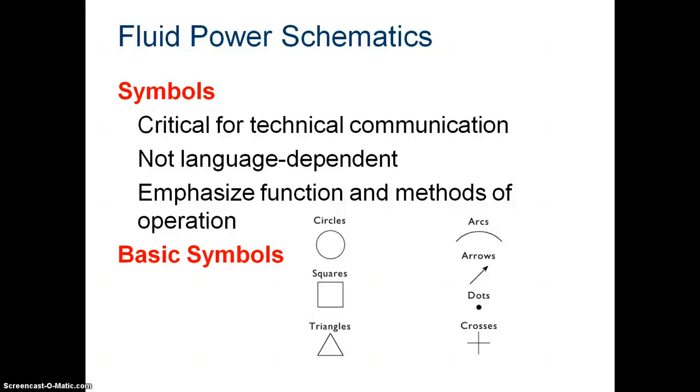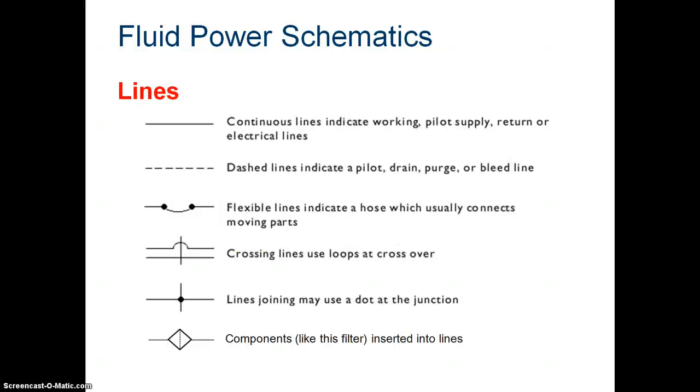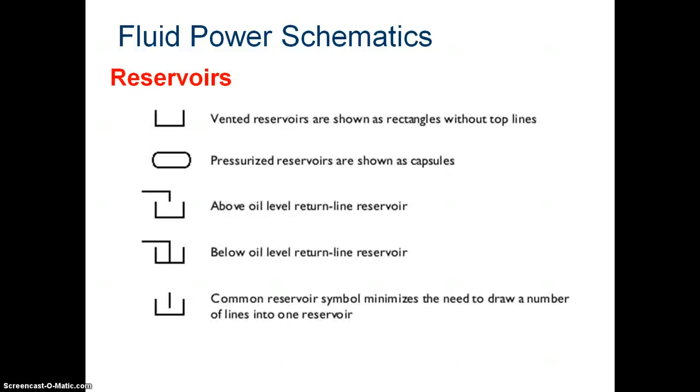Here's some of the basic symbols. Here are some of the basic lines. This is all going to be in the PowerPoint for you to look at more closely. I'm not going to go over each one. These are the symbols for reservoirs. So this is a vented reservoir. This is a pressure tank, so it's completely closed. This tells you that the reservoir has a return line that's above the oil level, and this has a return line that's below. And this is a common reservoir symbol.